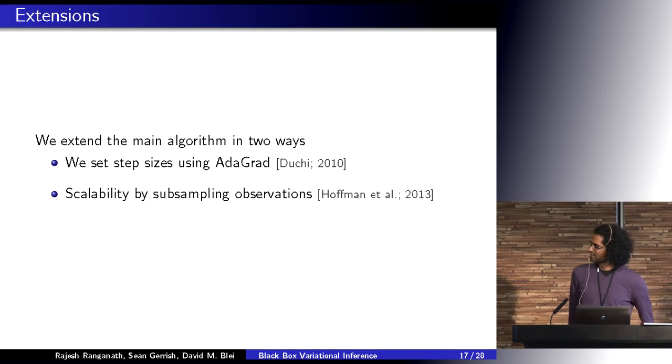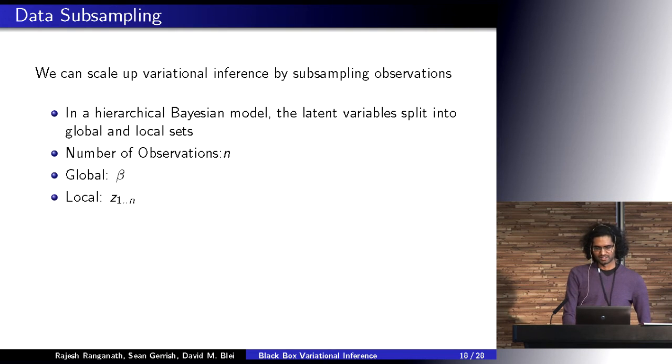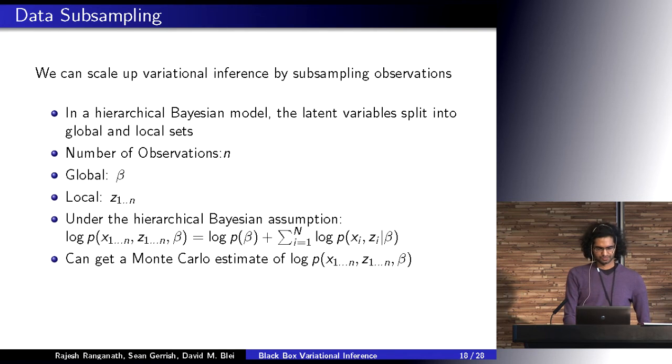And we also have to compute the entire likelihood of our model for all our data points. And that's kind of a nuisance, because if you have a lot of data, that can be really slow. And so we address that by subsampling observations. Specifically, in a hierarchical Bayesian model, the joint distribution of the model factorizes in a nice form. So if we have global latent variables beta, local latent variables z_1 through n, the log joint distribution splits into that term.